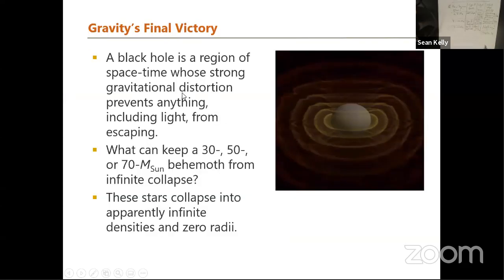So what is a black hole? A black hole is going to be the final win. This is funny: gravity's final victory. When does gravity win? Gravity always wins. It never stops, right? And so what stops gravity? The answer is nothing. It collapses down to something with a tiny size, in fact, what we call a zero radius singularity. And the density is supposed to be infinity.